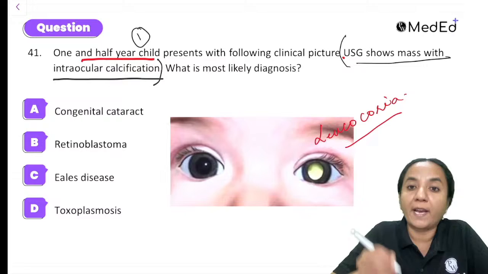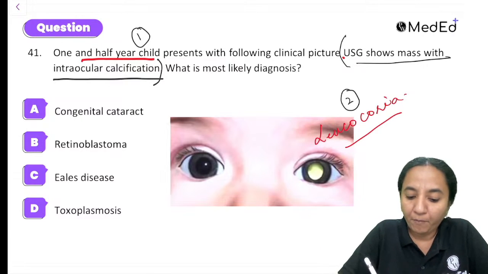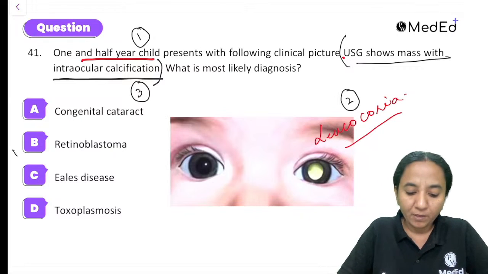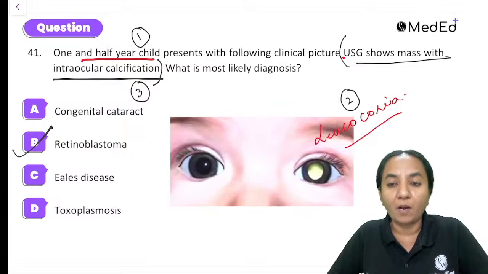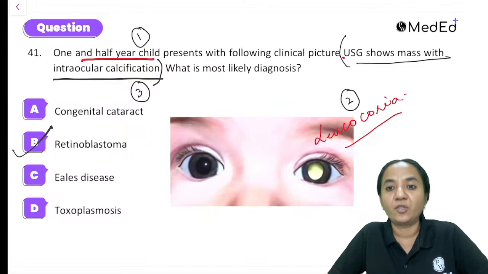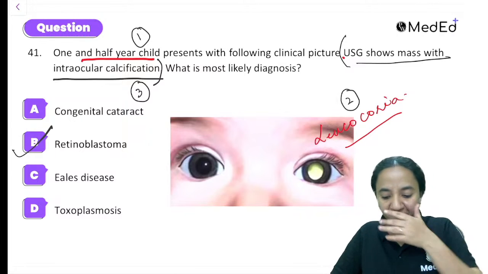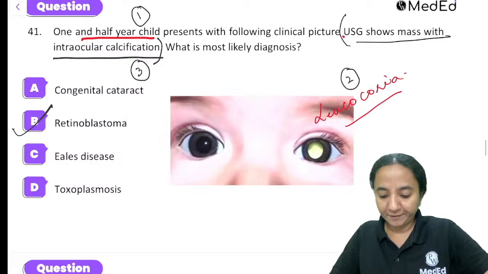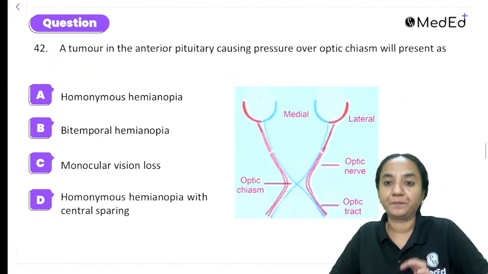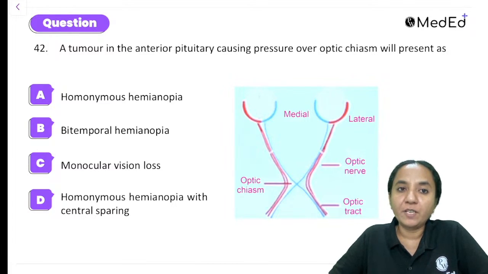Number 1 is the child is 1.5 years old. Number 2, it is leukocoria. Number 3, it shows intraocular calcification. Correct. So the answer is obviously retinoblastoma, which is, as we have learned, the most common intraocular malignancy in children, right? So shall we go to the next question?